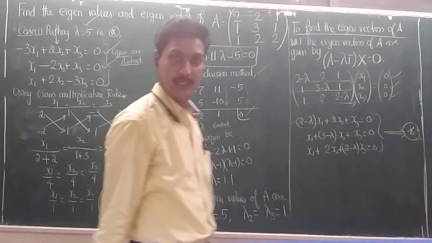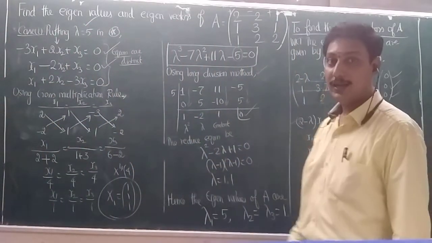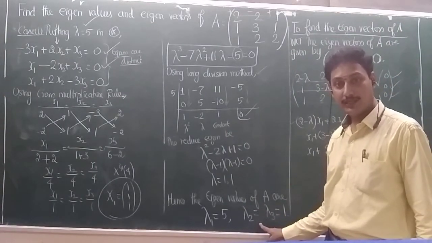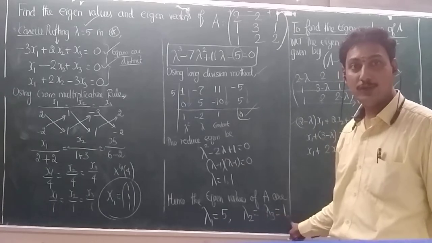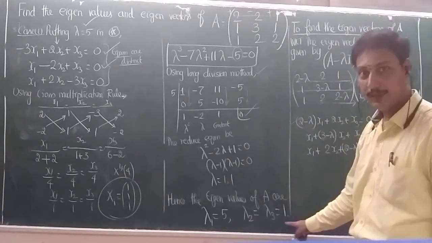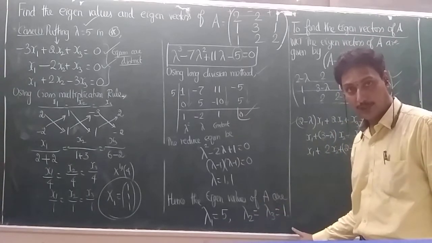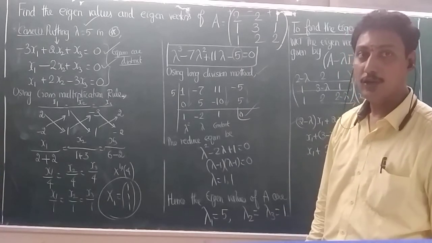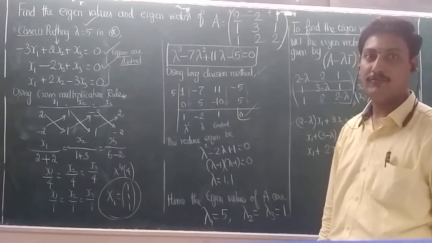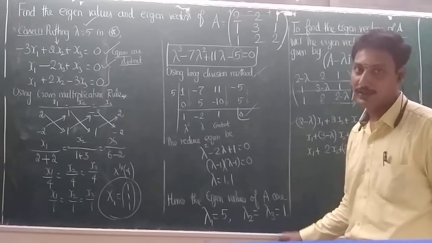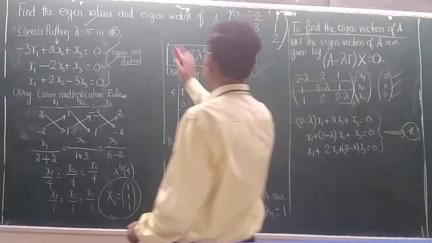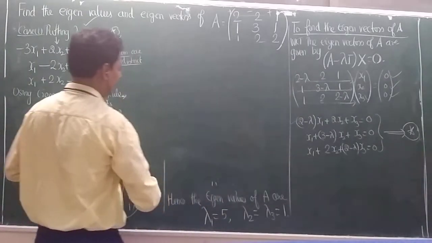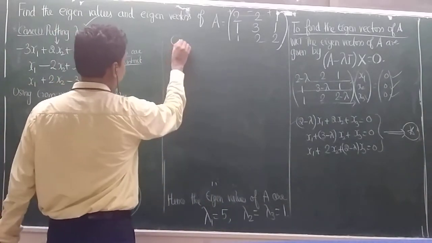Got it? Now what about the second eigenvalue, 1? I need two eigenvectors corresponding to lambda 2 equal to 1 and lambda 3 equal to 1. Let us see when we will get two distinct eigenvectors corresponding to the same eigenvalue. That's why I consider this problem. It's very interesting.